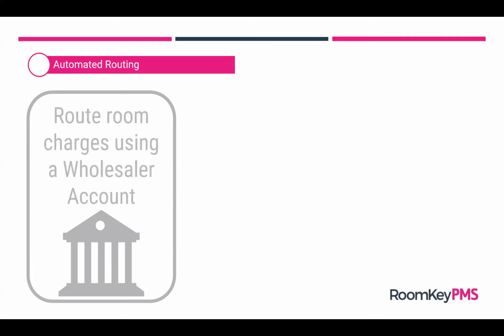Great. So another type of automated routing that I wanted to take a look at today is using the wholesaler accounts. It's going to be very similar to what we saw with the corporate accounts with a couple of little changes. So in this example, we're going to use room charges. We're going to route room charges using a wholesaler account.